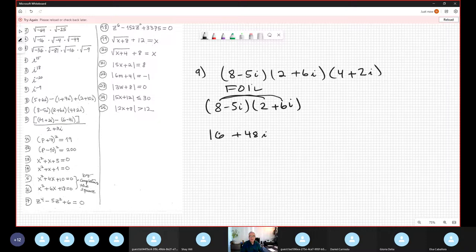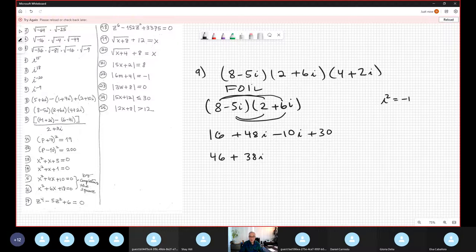16, 48i, so this, minus 10i, minus 30i squared. You know very well i squared is negative 1. Therefore, to make it easy and sure and fast, you delete this and you change the sign of this, right? We're now ready to say 16 plus 30, 46, plus 38i, which is the subtraction 48 minus 10. Cool?